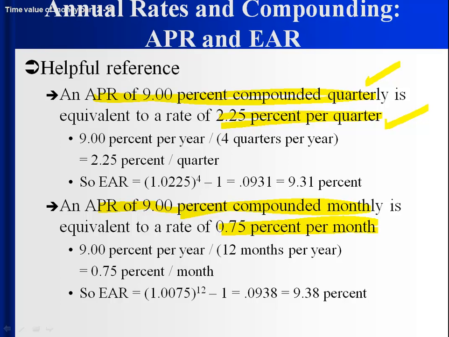And so here you can see they both have 9%. The EAR, when you got 2.25% per quarter, take it to the fourth power, is 9.31%. When you have 0.75% per month, so you take it to the power of 12, you wind up with a different EAR, 9.38%. So again, highlighting that compounding period, compounding frequency is important.